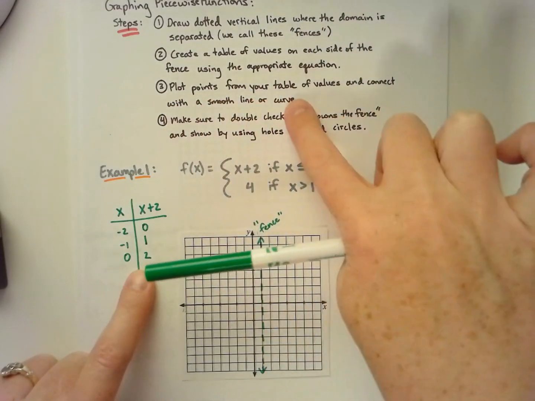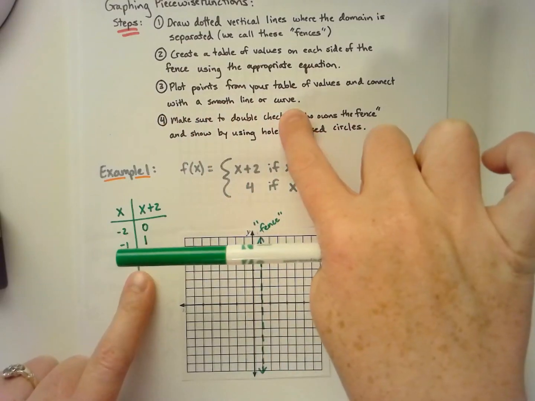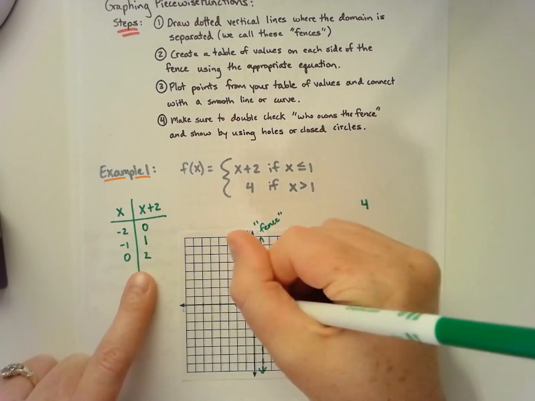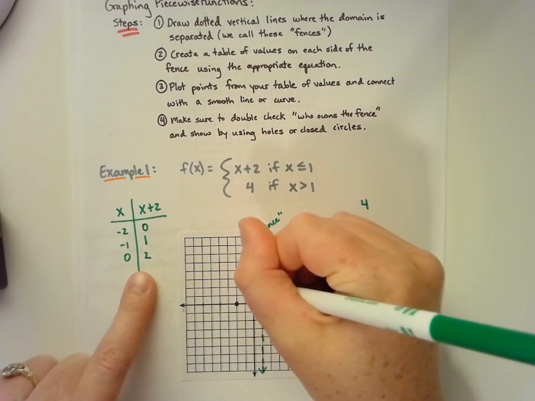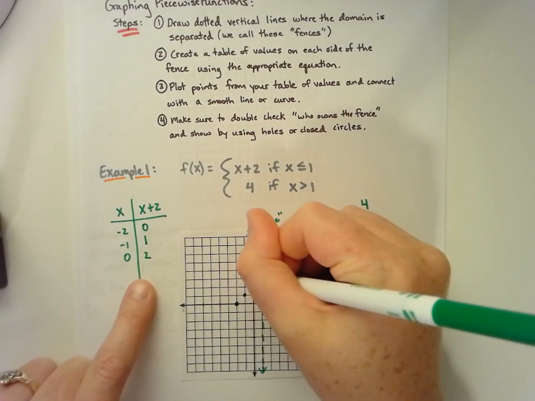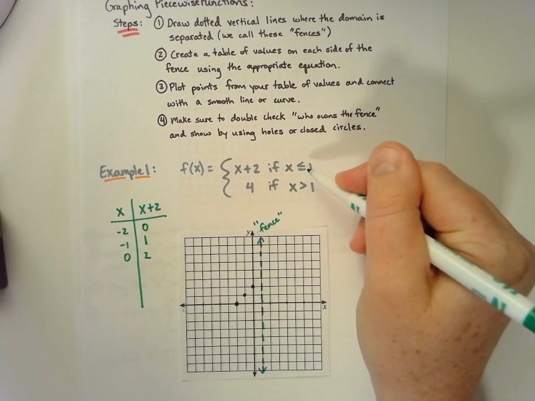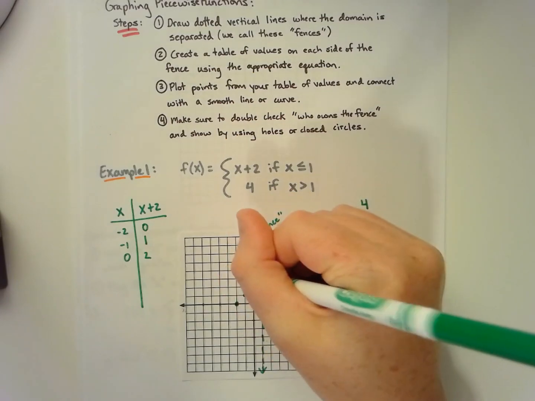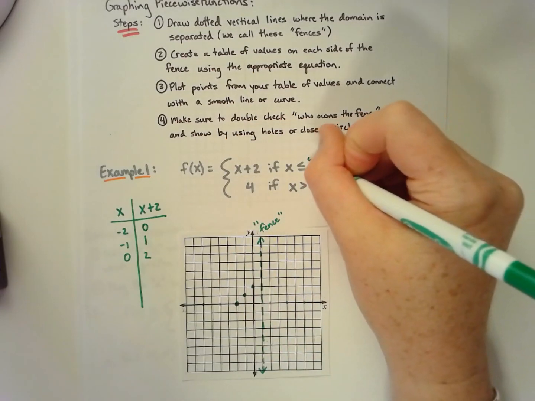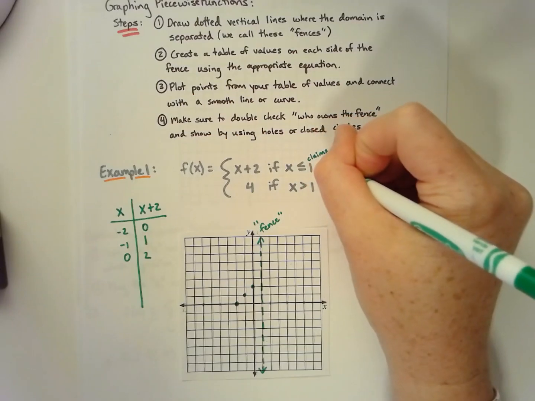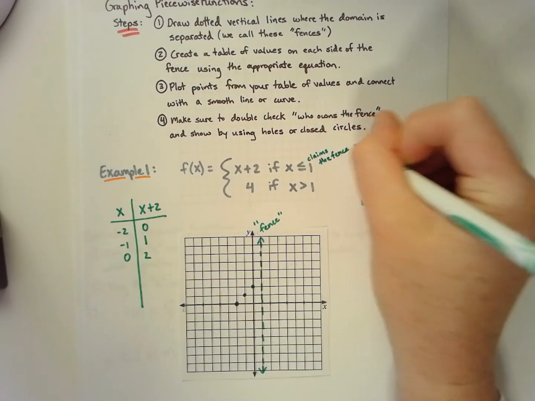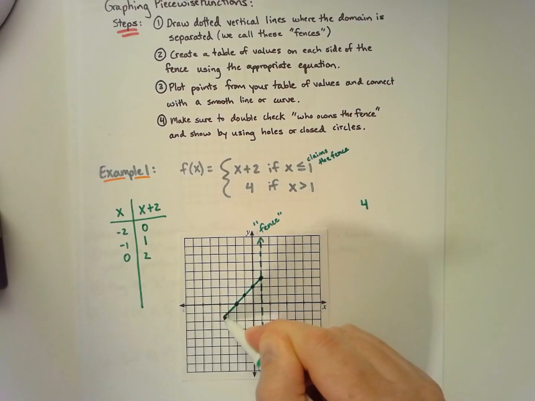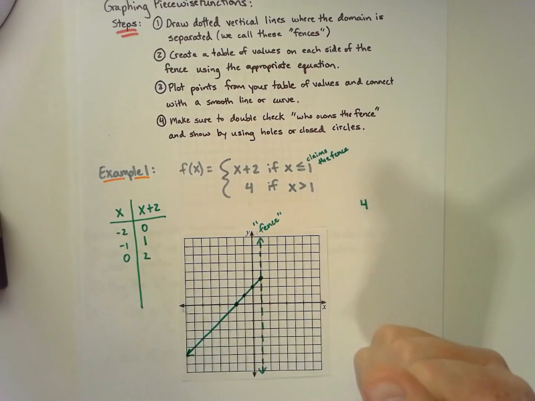So plot the points from your table of values and connect with a smooth line or curve. So we're just going to plot a couple of points like -2, 0, -1, 1, and 0, 2. So then we can tell that there's going to be a point on that fence, but check to see if it claims the fence. So if x is less than or equal to 1, then this piece of our graph claims the fence. That is what we call claiming the fence because it's equal to the 1. And so then we have this little piece of our graph, and it's going to continue in that direction.